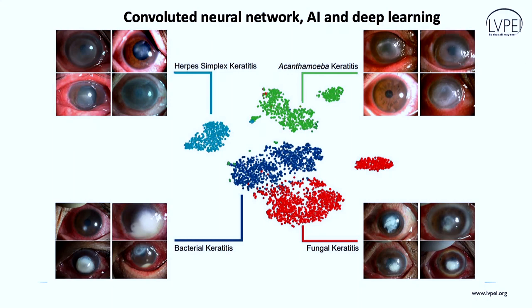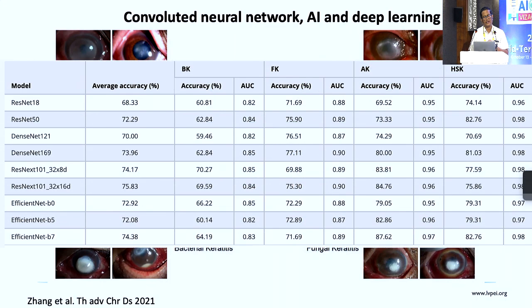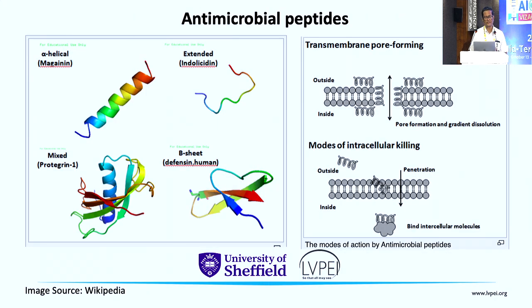So this is what the experiments are these days in AI, and there are different AIs available, but what is commonly used is the DenseNet and the ResNet. These are the 2 AIs, I'm sorry for the small print, that are commonly used in ophthalmic practice for keratitis discrimination.